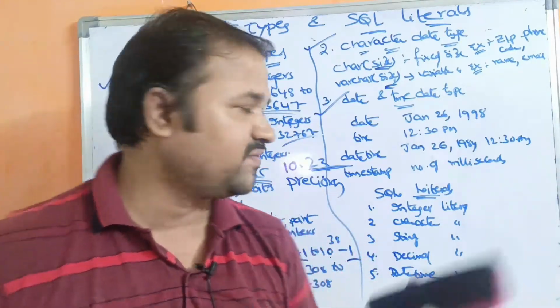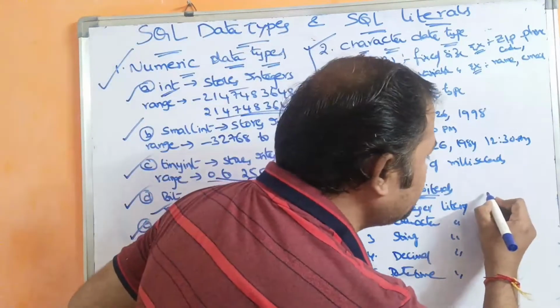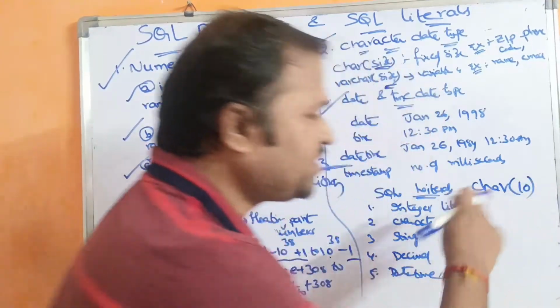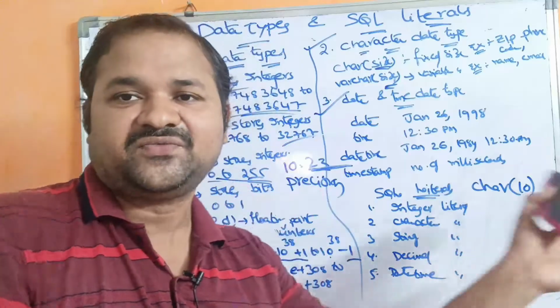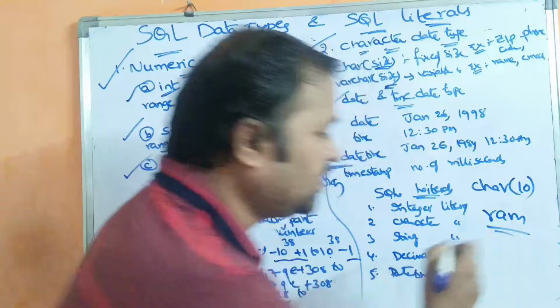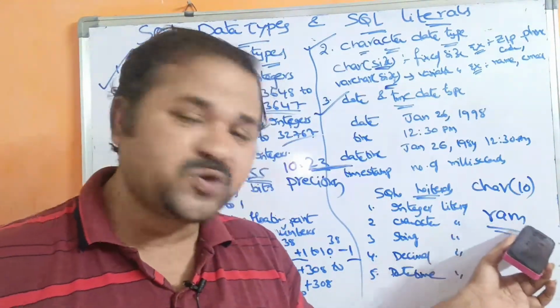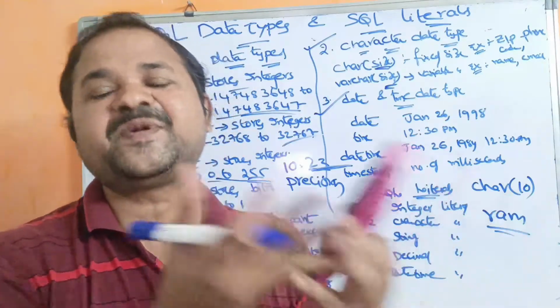So 10 or 12. In that type of occasion we can use the char. Let us assume that we declared size like this, char of 10. Char of 10 means 10 characters will be allocated for the corresponding data type. Let us assume that we have stored only RAM, but 10 characters will be allocated for RAM. RAM occupies only 3, so the remaining 7 characters are nothing but blank space characters.